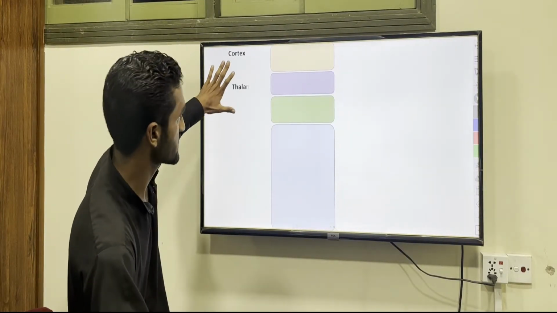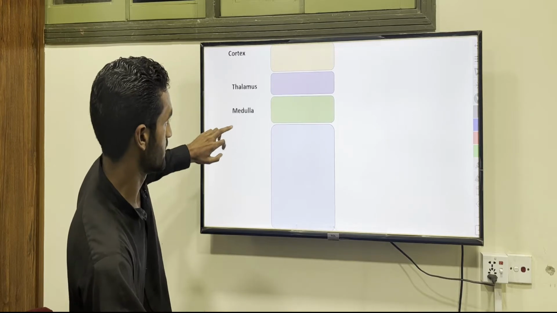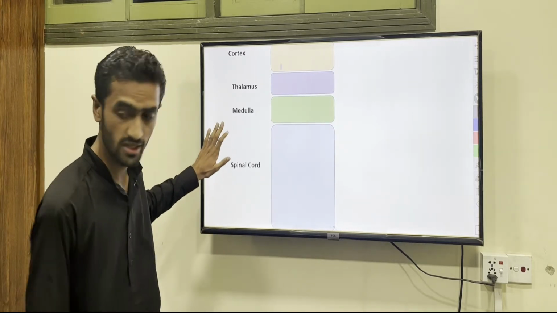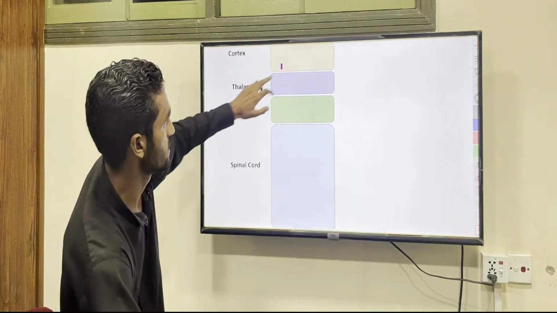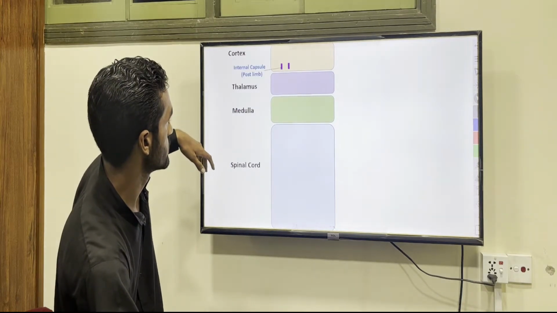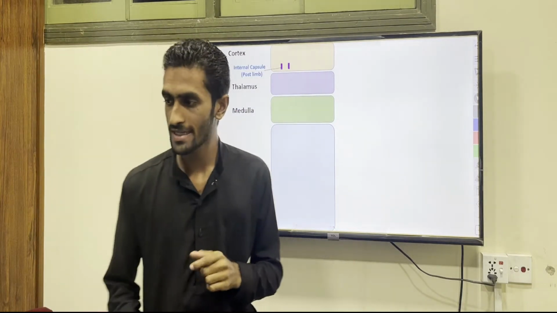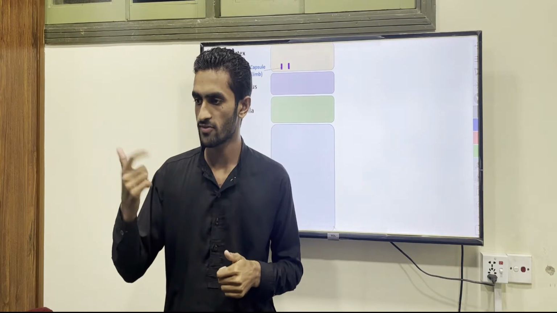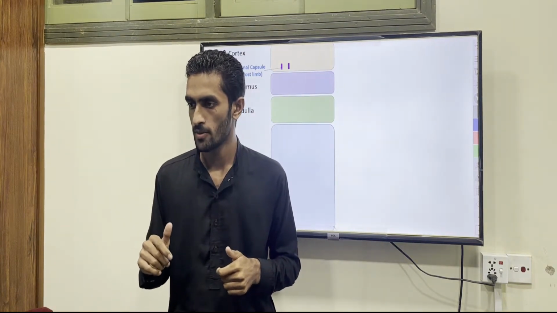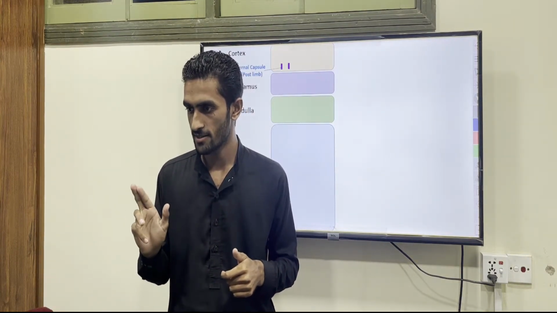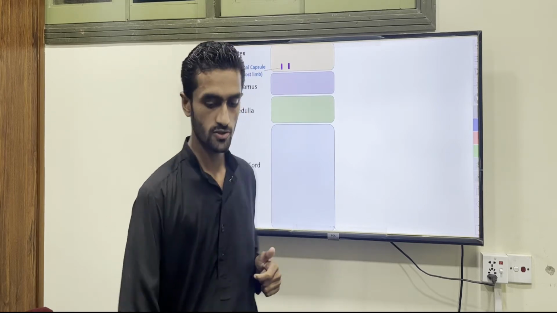Now this is the cortex, I'm showing thalamus and the medulla, spinal cord. Although we have discussed this picture last time. Here is your internal capsule. What is the center in the cortex for the sensory pathway? Post-central or pre-central? Sensory pathway, post-central. So it's easier.